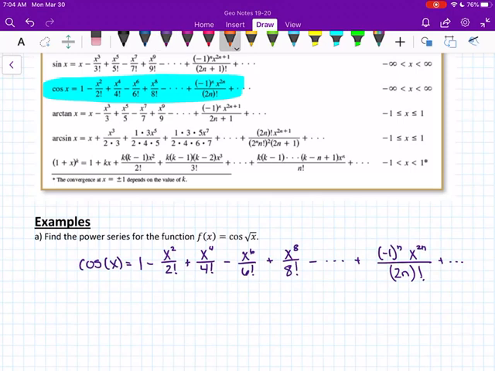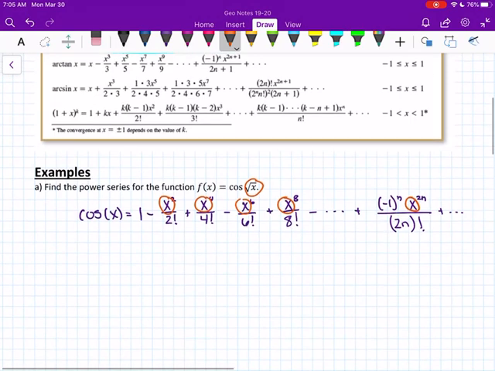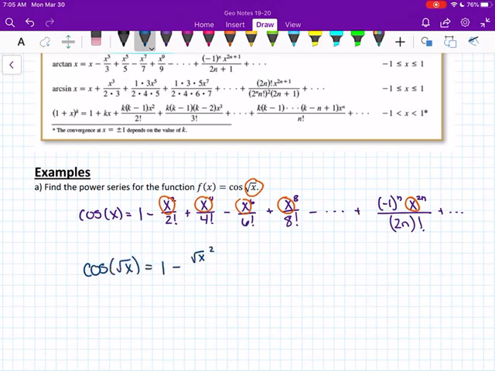For cosine of the square root of x, essentially all I'm doing is replacing all of the x's in this formula with square root of x. So cosine of square root of x is going to equal 1 minus the square root of x squared over 2 factorial plus the square root of x to the 4th over 4 factorial minus the square root of x to the 6th over 6 factorial, so on and so forth. And my general term is negative 1 to the n times the square root of x to the 2n over 2n factorial.